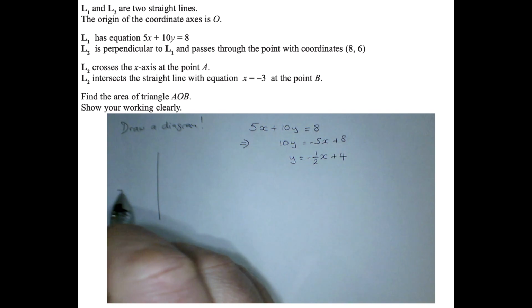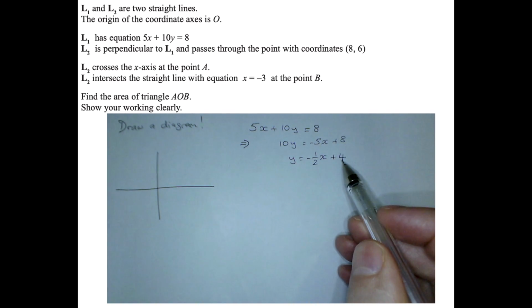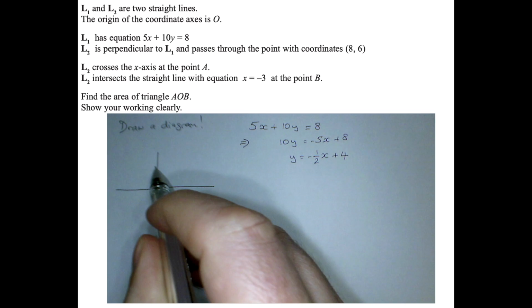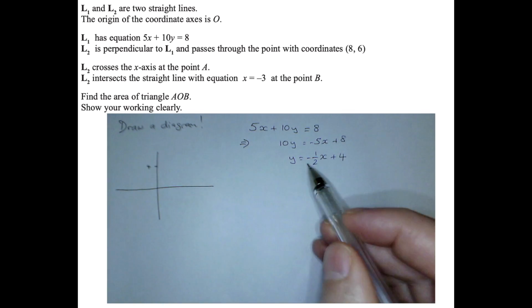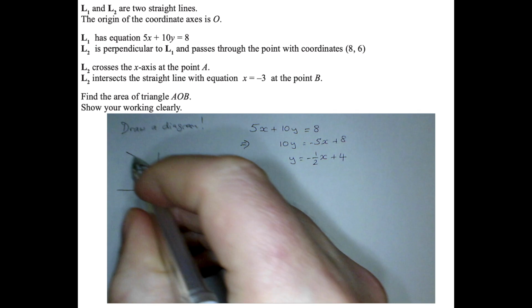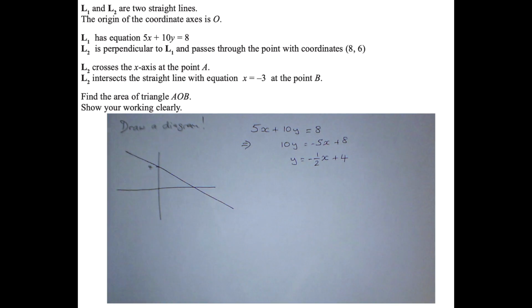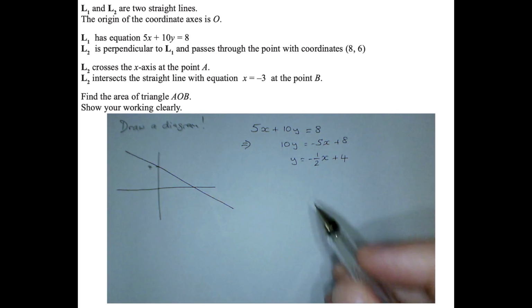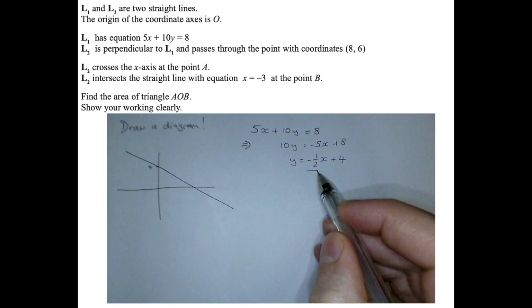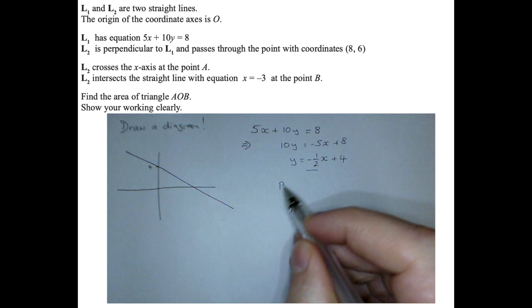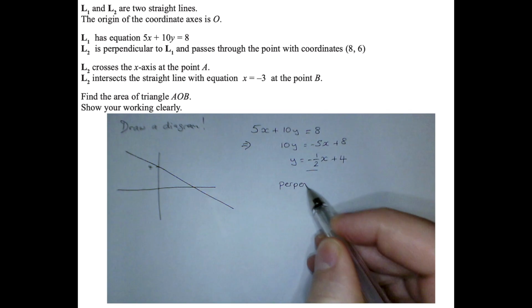That's pretty helpful. So here's my diagram. You see, it's not a particularly fancy diagram, and I've marked on the 4, the y-intercept, and the gradient minus a half, which is quite shallow but negative. So there we have that first line, L1. And now I'm going to look at the second line and think about that perpendicular gradient.